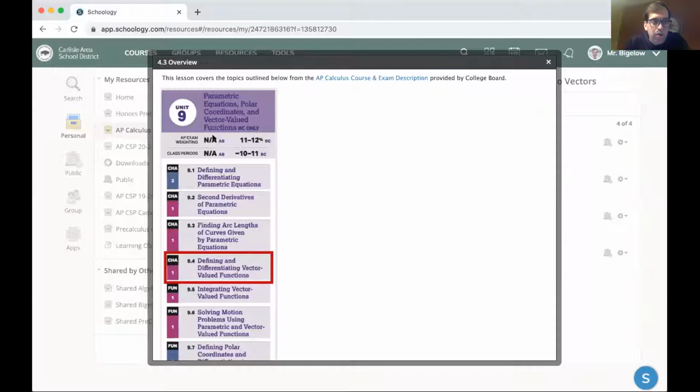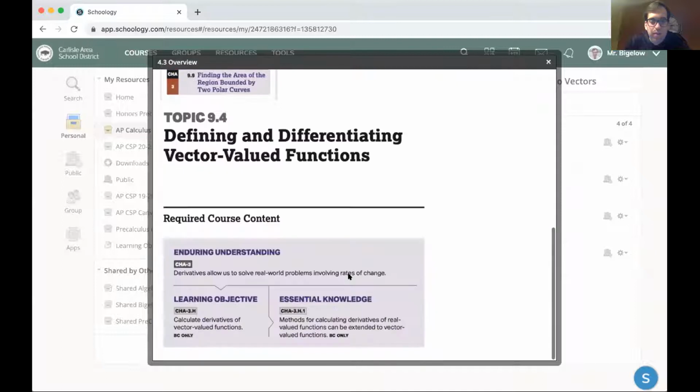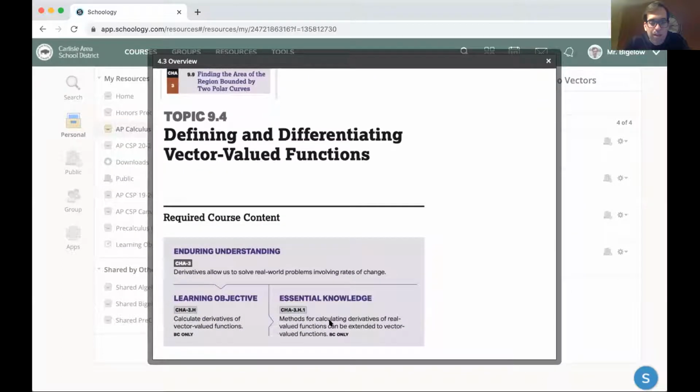So we're in College Board's Unit 9, and Lesson 9.4 is defining and differentiating vector-valued functions, and that's what we're going to be doing today. So methods for calculating derivatives of real-valued functions can be extended to vector-valued functions. And with that, I'm going to pause and take us over to the notes.